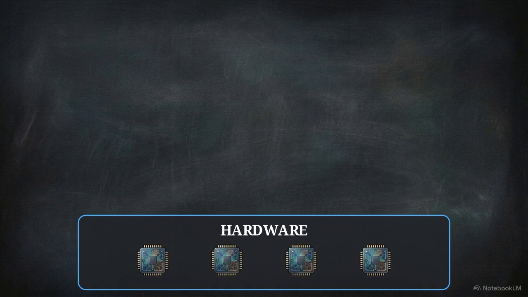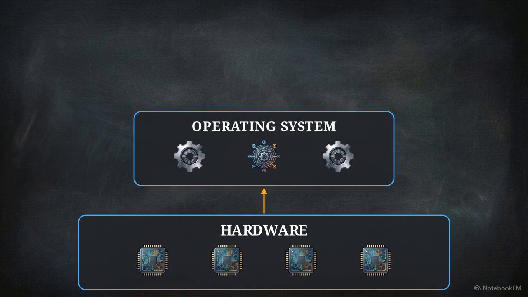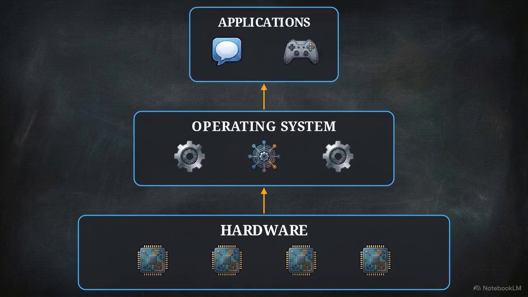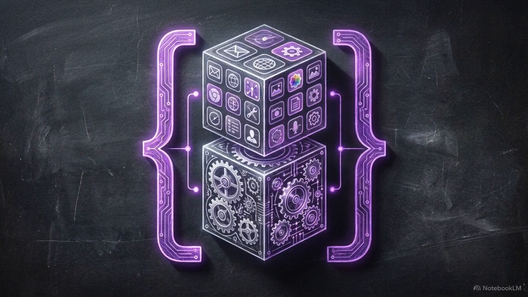Here is the complete picture from bottom to top. The physical hardware provides the raw power. The operating system manages the resources, and the applications serve you, the user. Software is simply the blanket term we use to describe both the managerial operating system and the worker applications.